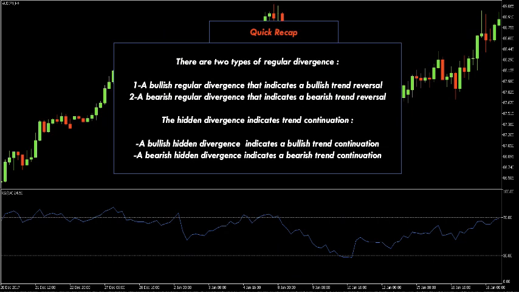Alright, let me now give you a quick recap. The regular divergence indicates trend reversals, and there are two types of regular divergence. A bullish regular divergence that indicates a bullish trend reversal, a bearish regular divergence that indicates a bearish trend reversal, and the hidden divergence indicates trend continuation. And there are two types of hidden divergence. A bullish hidden divergence that indicates a bullish trend continuation, and a bearish hidden divergence that indicates a bearish trend continuation.